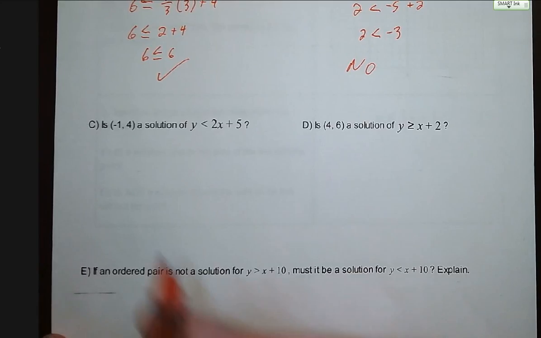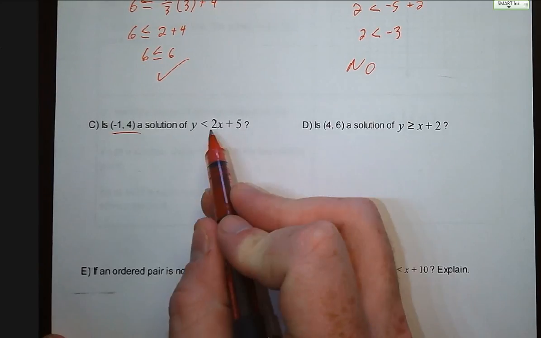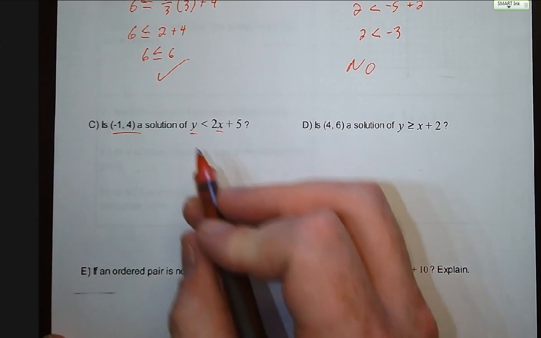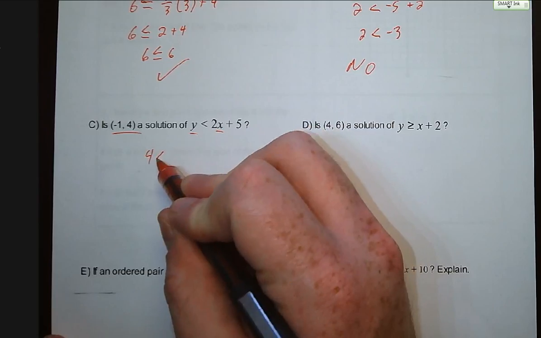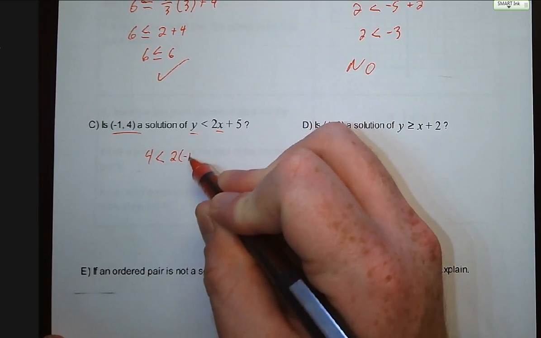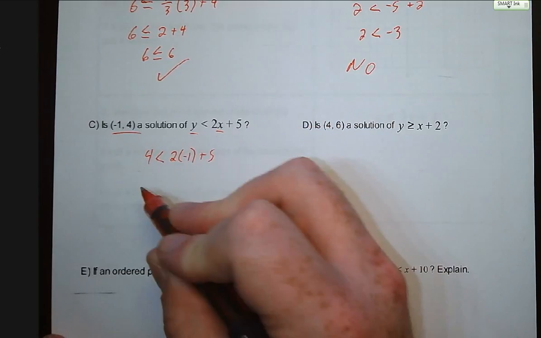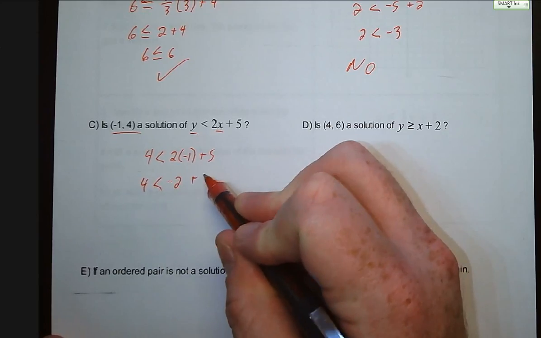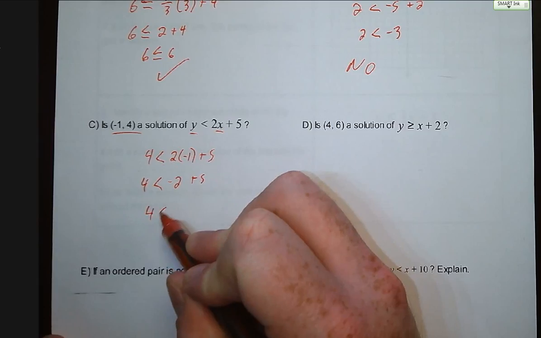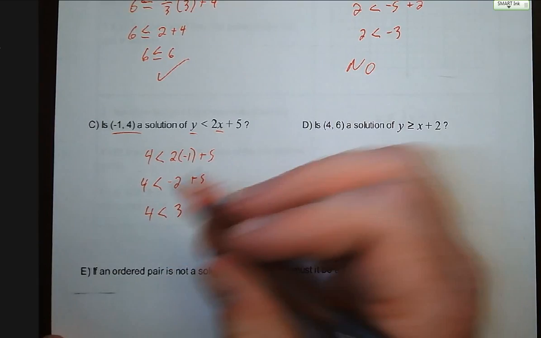All right. So we have -1, 4. We're going to substitute that for x and y. So 4 is less than 2 times -1 plus 5. So 2 times -1 is -2 plus 5. Is 4 less than 3? No.